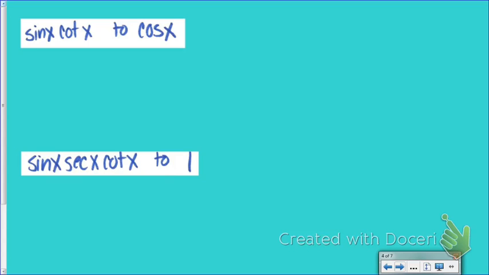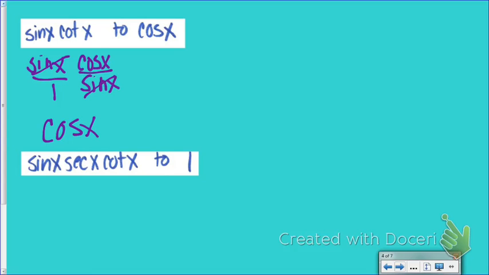So if you look at your paper, cotangent can be replaced with a couple of different things. But the easiest thing to replace it with, for the sake of this question, is cosine over sine, which comes from those quotient identities. If I multiply this together, my sines are going to cancel out, and all I'm going to be left with is cosine of x, which is what I'm trying to get to. So on these transformations, your work is really your answer to the question. You need to really show the work on these, because that's really what we're doing.